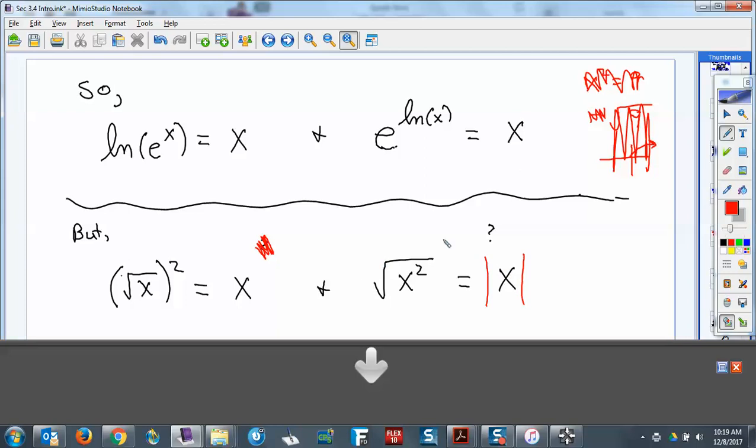So if you type this into your calculator, it'll tell you absolute value of x. If you ask it to do the square root of x squared, you're expecting it to say x. It's going to say absolute value of x. That's because you can't get a negative out of a square root, but you could have put a negative in. So that's what I mean by domain issues. Basically, square root and x squared undo each other, kind of, but there are some domain issues. That's what I'm talking about.